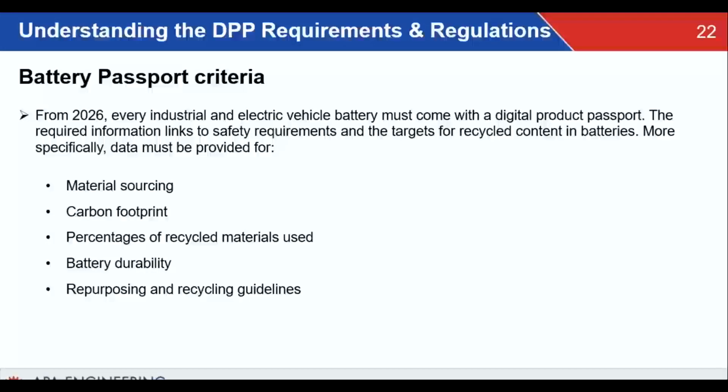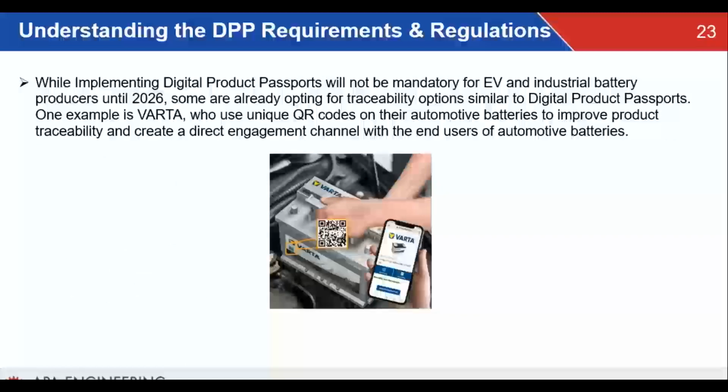So this is a slide with information on the battery passport criteria. Like I told you, from 2026, every industrial and electric vehicle battery must come with a digital product passport. The required information links to safety requirements and the targets for recycled content in batteries. More specifically, data must be provided for material sourcing, carbon footprint, percentages of recycled materials used, battery durability, and repurposing and recycling guidelines. These are the data that must be provided.